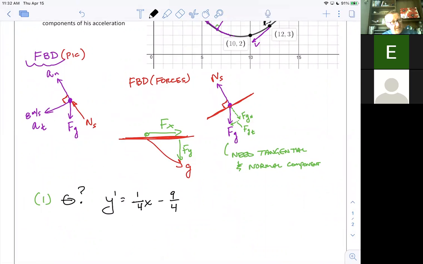Notice it's a recipe that calls for x. Well, I know x. And again, this is why it's so important to know where you are, because the angle depends on where you are. So it makes sense why the slope depends on where you are. This is saying it depends on x. So y prime of 12 would be 1/4 of 12, which is 3. 3 minus 2 1/4 is 0.75, I think. Okay, so I know the slope.